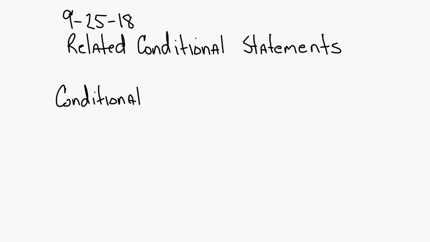That's your if-then statement, right? The symbol for it is P arrow Q. P arrow Q reads if P then Q. The P represents the hypothesis and the Q represents the conclusion. So that's your symbol.